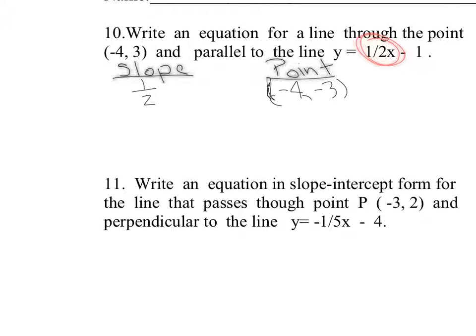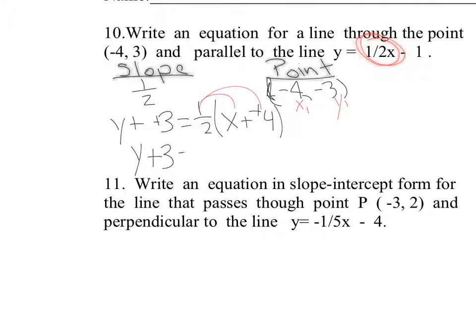And then again, you have a formula for point-slope. There's your point, there's your slope, so just plug it in. Remember, x1, y1. So y minus -3 equals slope times x minus -4. Plus, plus, 2 steps. Distribute. This stays y plus 3, 1/2 x plus 2, and then -3.